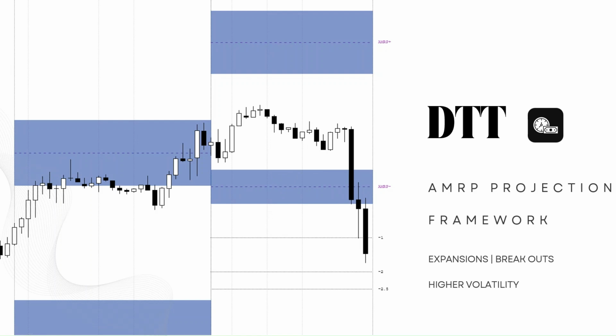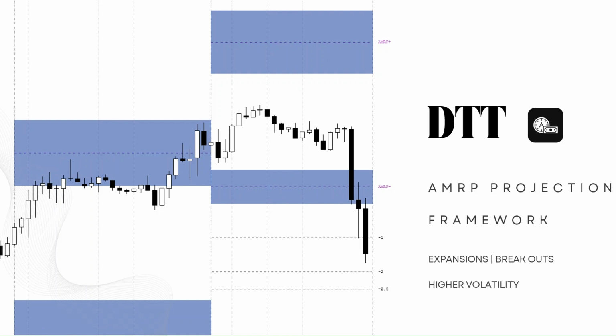So we're looking for premium prices and discount prices here. However, because it's based on historical volatility, sometimes on specific days, there's just going to be a large amount of volatility. And when price extends beyond that, it's not random, it's structured. So it tells us that there's something more powerful at play here. And that something usually tends to be the higher time frame.